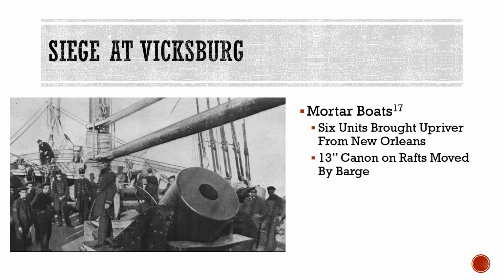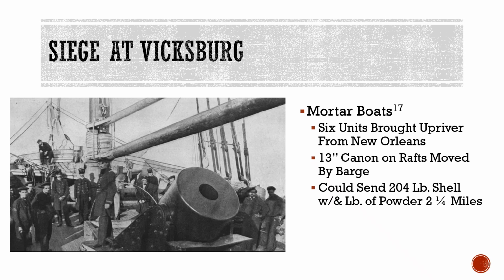These boats are basically a 13-inch cannon on a raft. They don't have their own propulsion. They're moved by barge. They can send a 204-pound shell with a pound of powder for 2¼ miles. They explode over the city and cause shrapnel to rain down on Vicksburg.